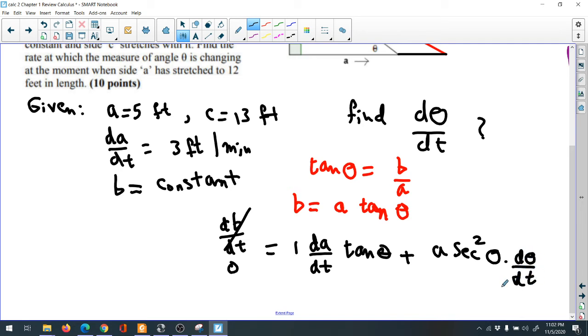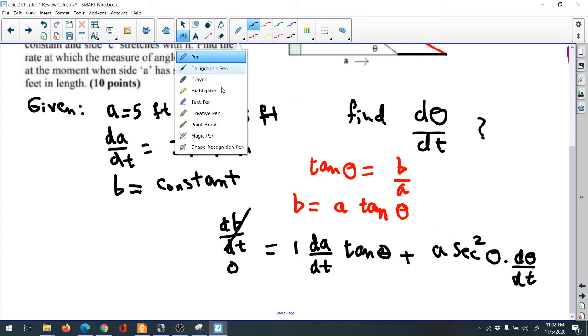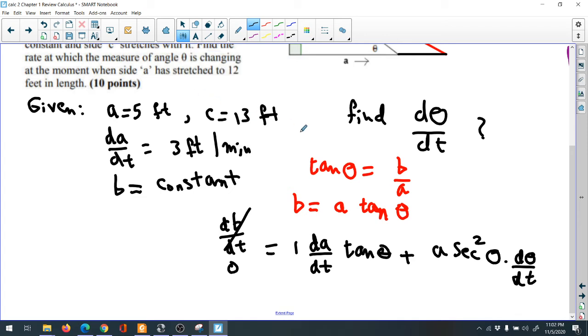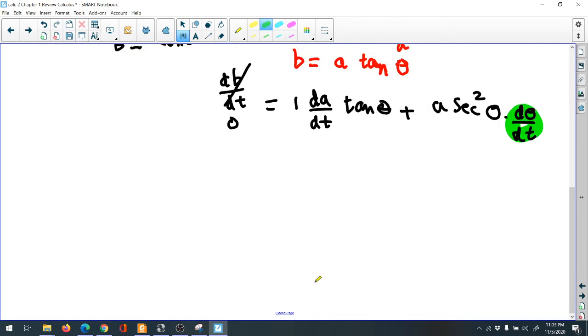And this is the one that I needed. This is my target. My target is to solve it for d theta with respect to the time. Yeah, this one is my target. Okay. Let's expand it more.